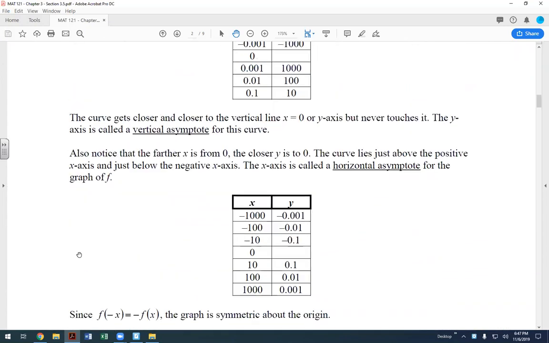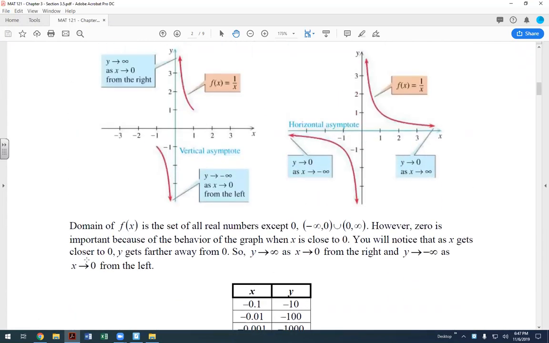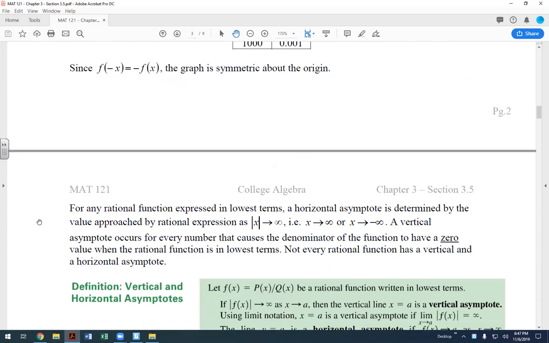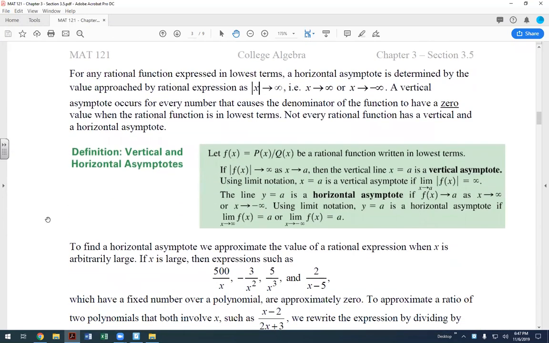Oh, and they're talking about the function 1/x having symmetry with respect to the origin because this is an odd function. I think we had actually talked about that in chapter 2. So just your basic definition for vertical and horizontal asymptotes.